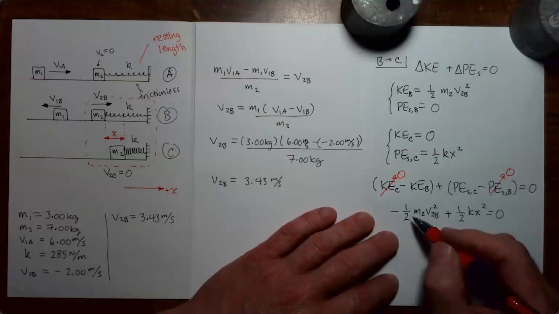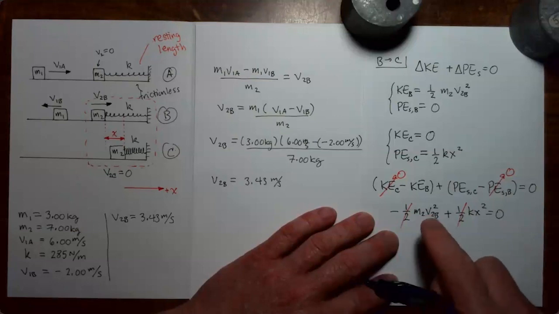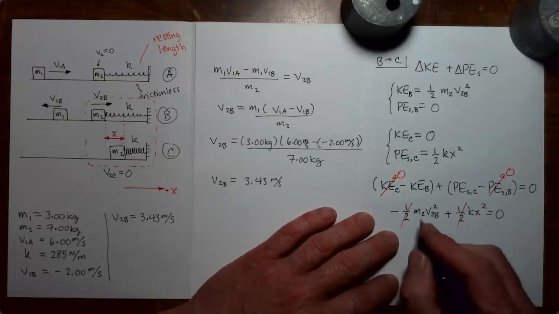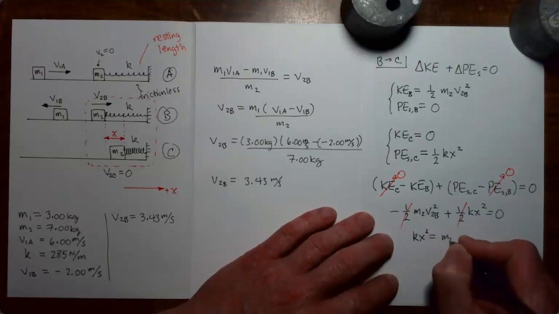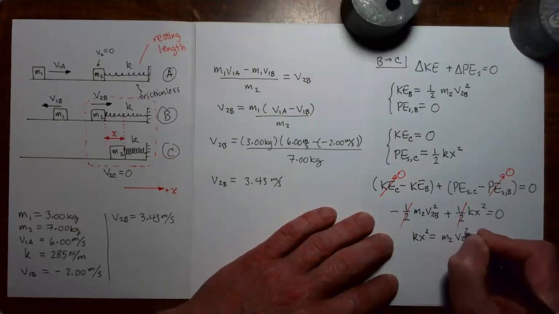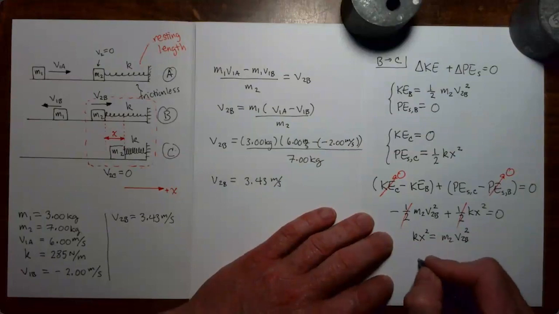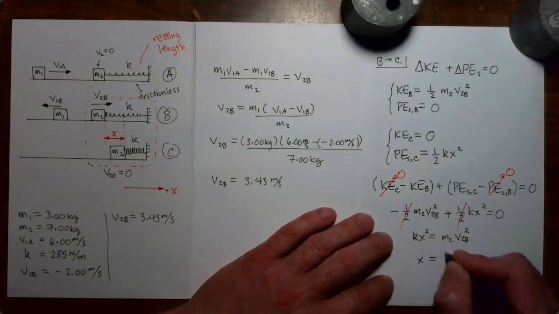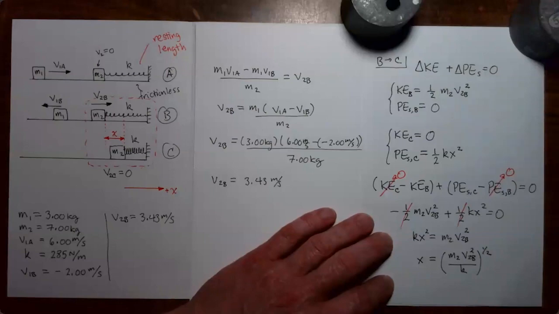We can multiply through by 2 to get rid of those factors of a half. Now I'm going to take this first expression and move it to the right, where it picks up a plus sign. So we have kx squared equals m2 v2b squared. All right, now I divide through by k and take the square root. And that's going to give me x equals the square root of m2 v2b squared over k.